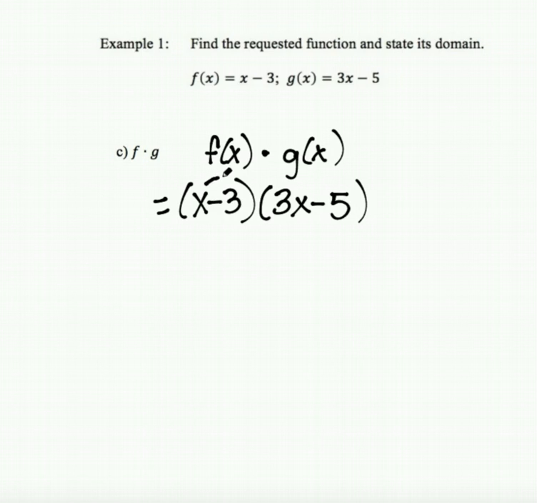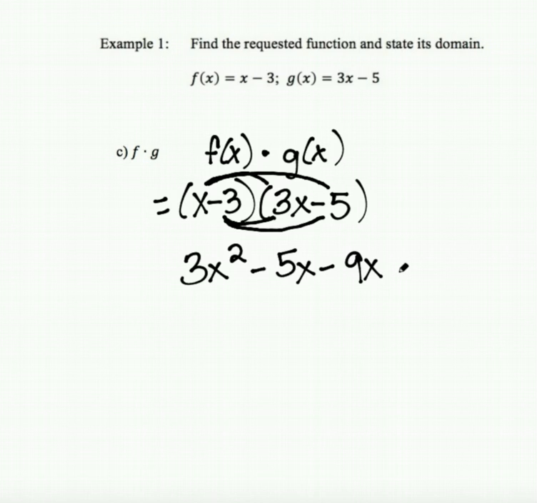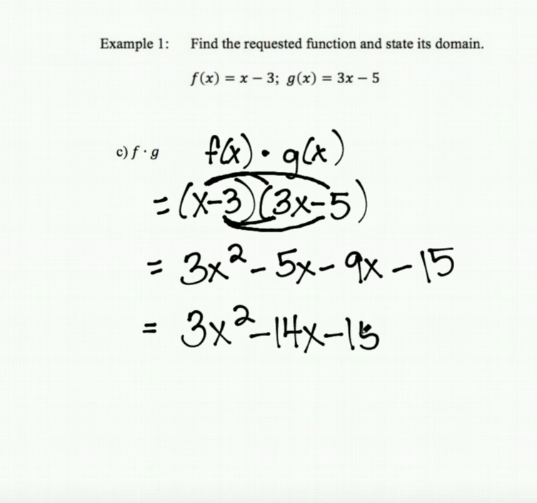okay? So first, x times 3x is 3x squared. Then outside, x times negative 5 is minus 5x. And then inside, negative 3 times 3x is minus 9x. And last, negative 3 times negative 5 is negative 15. Combine like terms, and I'm left with 3x squared minus 14x minus 15. So that is f times g.